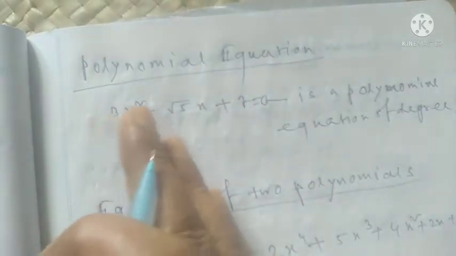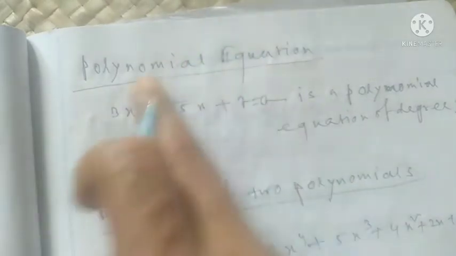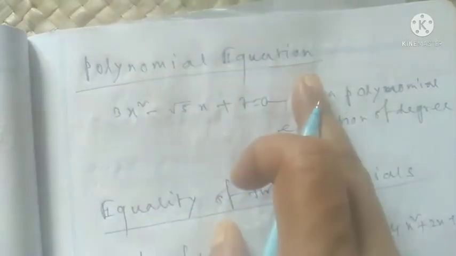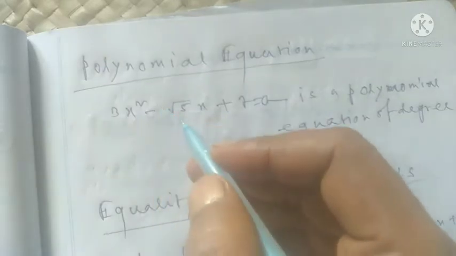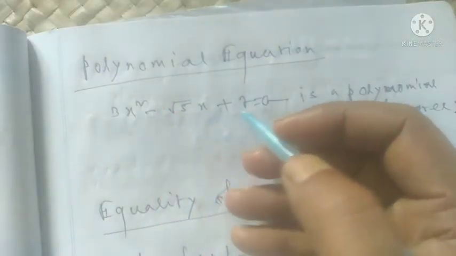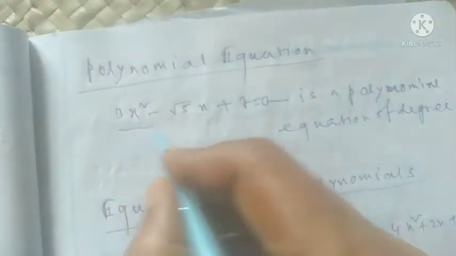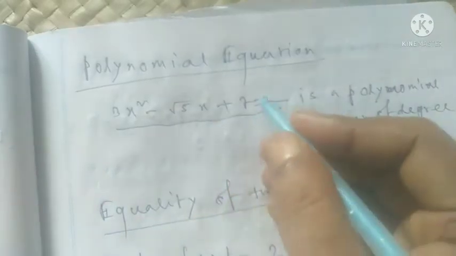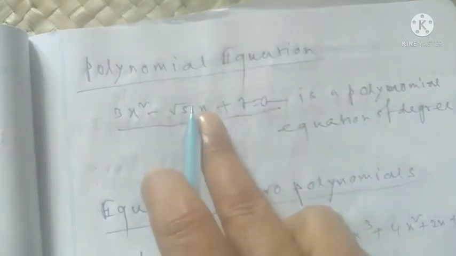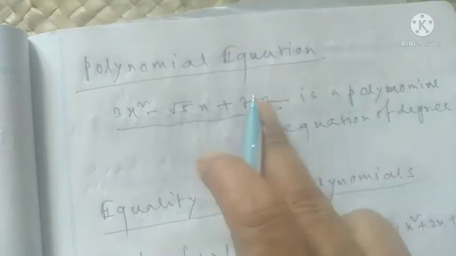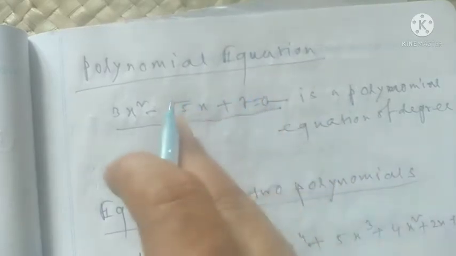A few minutes ago I told you what a polynomial is and how to write it, but here it is mentioned as a polynomial equation. So what is a polynomial equation? It means the right side will be 0. So x square minus root 5x plus 7 equal to 0, you can say this is a polynomial equation. If you do not write equal to 0, then you can say it is a polynomial only.